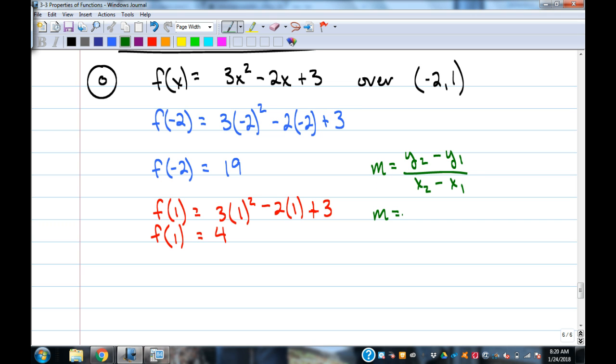So what's the y value? Which one are we going to start with? 19. I would start with 19 and say 19 minus 4 over negative 2 minus 1. That's going to be 15 over negative 3. The slope is negative 5. There's our average rate of change, negative 5. I'm just labeling this so we know what it is.